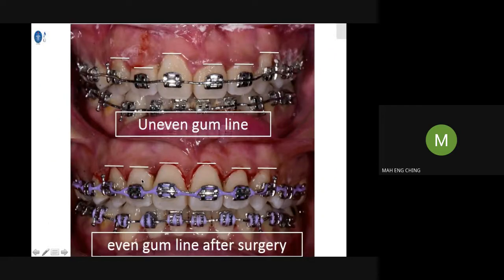Okay, so this one, a surgeon helped me to do the gingivectomy. Sometimes after you straighten with braces, the gum doesn't respond in a favorable way. So you see the gum margins are not even on both sides. So we need the surgeon to come in and do a simple gingivectomy and restore the gingival height to perfect proportion. So this one again is smile design.